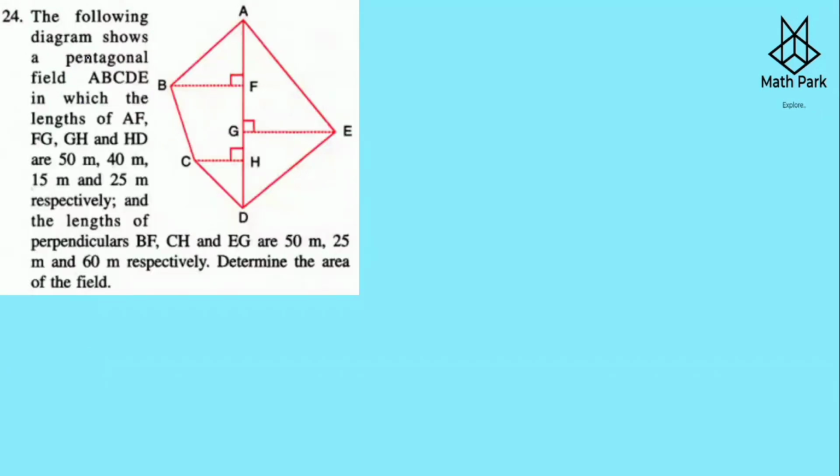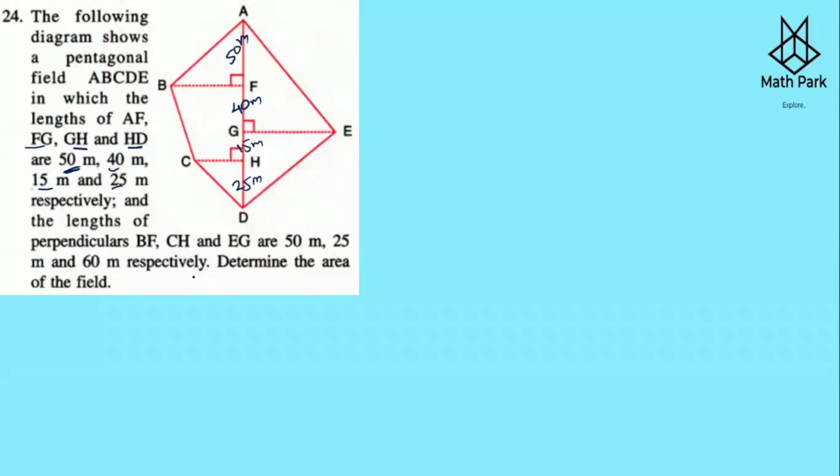In the following diagram, the pentagonal field ABCDE, in which the lengths of AF, FG, GH are given. So AF is 50, so let us write here 50 meter. Then FG is 40 meter. Then you have GH is 15, so this part is 15 meter. And HD is 25 meter.